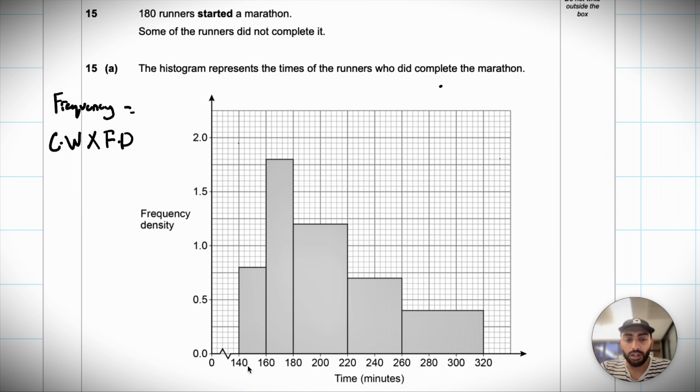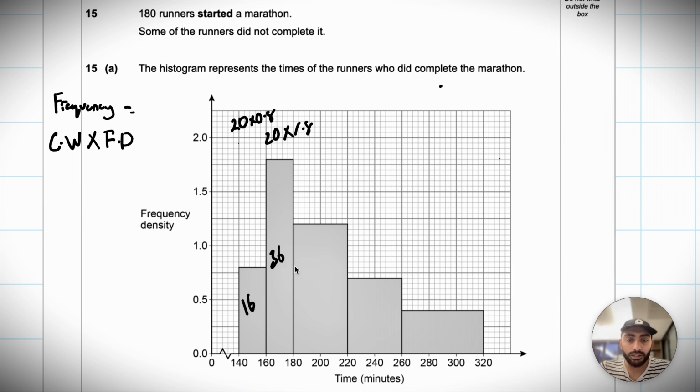So the first one, the distance between 140 to 160 is 20. And the height of this, the frequency density, this is at 0.75, halfway between 0.5 and 1, and it's going up in 0.5s. So this one will be at 0.8. Multiply those two together and you get the frequency of this class interval. 20 times 0.8 is 16. Next one, class interval is 20, multiplied by 1.75, so 1.8, so that would be 36.